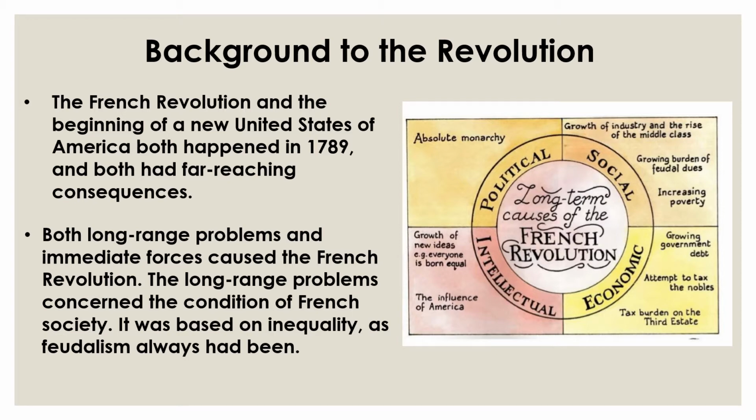Both long-range problems and immediate forces caused the French Revolution. The long-range problems concerned the condition of French society. It was based on inequality, as feudalism always had been. Even though technically the, quote, feudal system is no longer really in place, there are still remnants of feudalism when one looks at the lives of the peasantry.